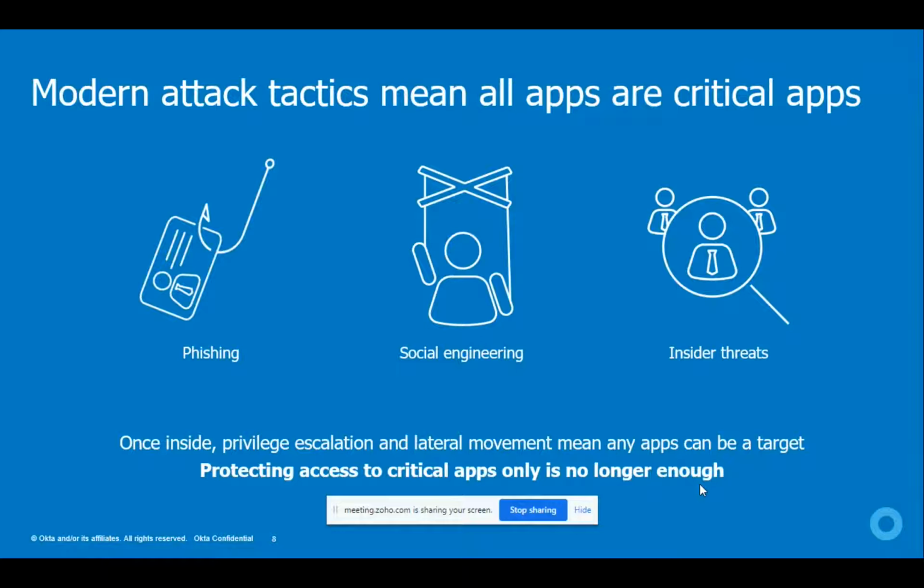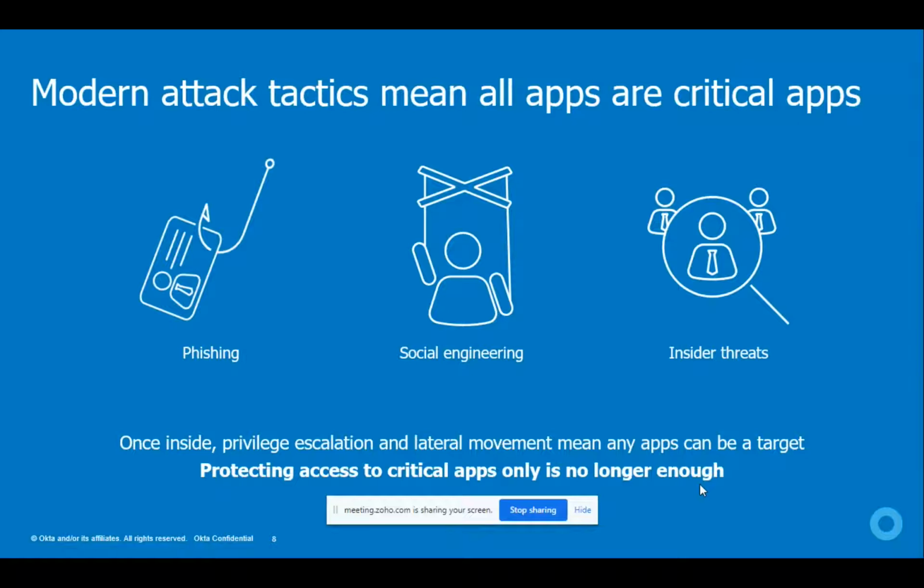So modern attack tactics mean all apps are critical applications. The primary and easiest way external threat actors target credentials is through phishing and social engineering. Instead of using malware or exploits, they are often literally asking users for their credentials, and users are falling for it. The other risk is insider threat, which is when an employee or someone authorized to access certain apps, areas, or data in the organization misuses their privilege for malicious reasons.